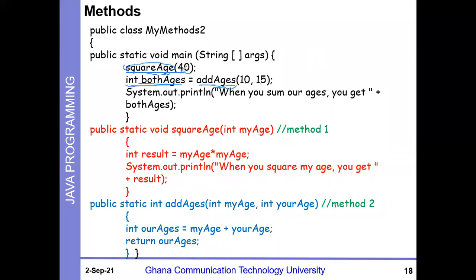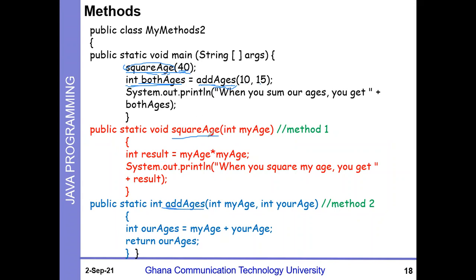Okay. Well, it can be anything, but so long as I'm just providing 40, it means it's an integer. Oh, so it's an integer. But okay, let's look at them. Let's look at the methods here. So these are them. There's square age, and then there's the add ages. So these are the two methods. They are all within the same file anyway.